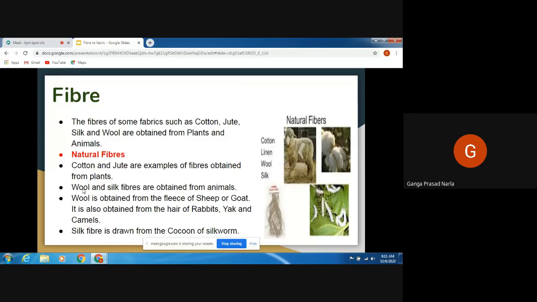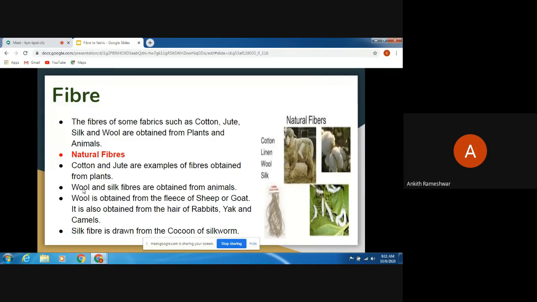Okay. So the fibers which are obtained from plants and animals, those fibers are called natural fibers. ఫైబర్స్ అయితే మనకు ప్లాంట్స్ నుంచి ఎనిమల్ నుంచి వస్తాయో ఆ ఫైబర్స్ ని న్యాచురల్ ఫైబర్స్ అంటారు. ఓకేనా? The fibers which are obtained from plants and animals, those fibers are called natural fibers.